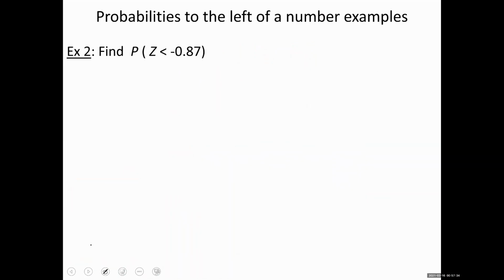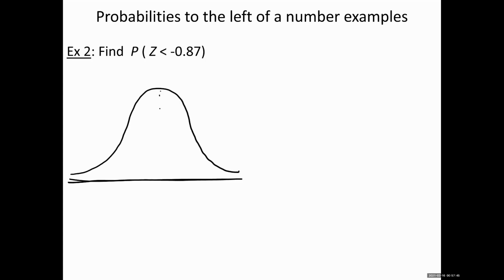Again, it's a less than, probability z less than something. First thing you're going to do is draw a picture. So, number line, standard normal distribution. Put a 0 there, put a z distribution here. But this time the number is negative. Because it's negative, it's going to be on the left of 0. So somewhere on the left side of 0, you're going to put a tick mark and label it 0.87. Then you're going to go from that number up to the curve.